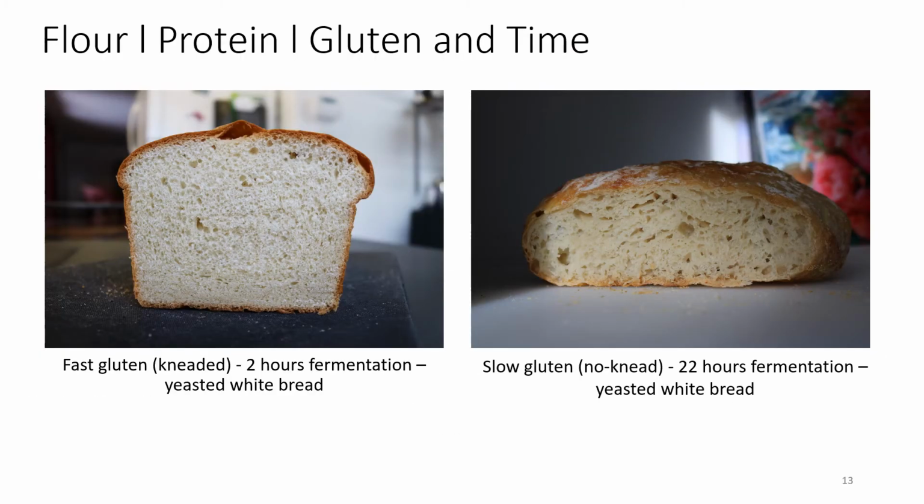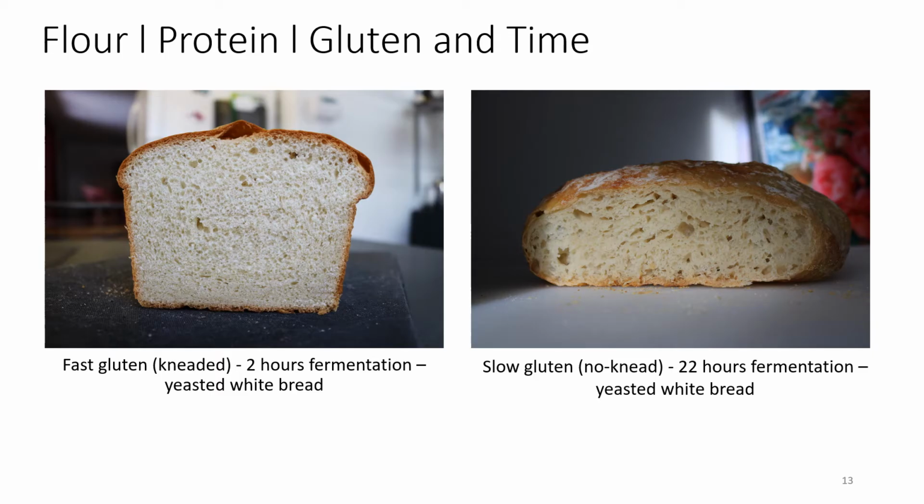To visually show the difference between those two breads, on the left-hand side, we have that bread from 2 slides ago, which was that fast gluten development bread. The total fermentation time was only about 2 hours, and this was a yeasted white bread. Kneading was what helped speed up that process, and as a result, we got a very soft bread with really small air bubbles, very, very delicious, of course.